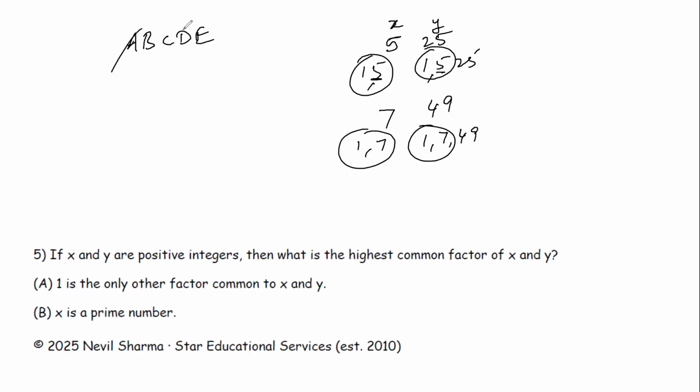So A is out, D is out. We look at statement B. X is the prime number. So when x is the prime number, I think we took x as prime number out here. Correct? Both we took. Correct? Yeah. But with the second statement, x being a prime number, we don't have y to work with. So B is out.